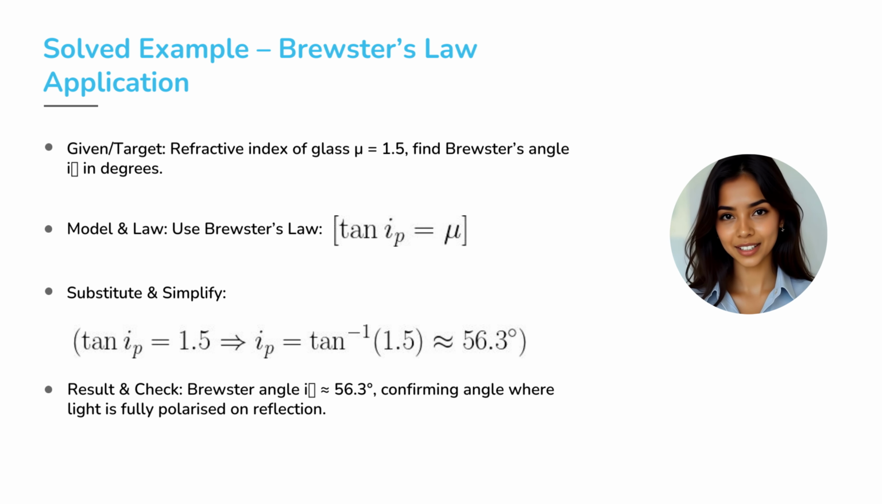To find the angle, we take the inverse tangent or arctangent of 1.5, which gives approximately 56.3 degrees. This means if light hits the glass surface at about 56.3 degrees, the reflected light will be fully plane polarized. A neat trick to remember next time you're dealing with reflections.